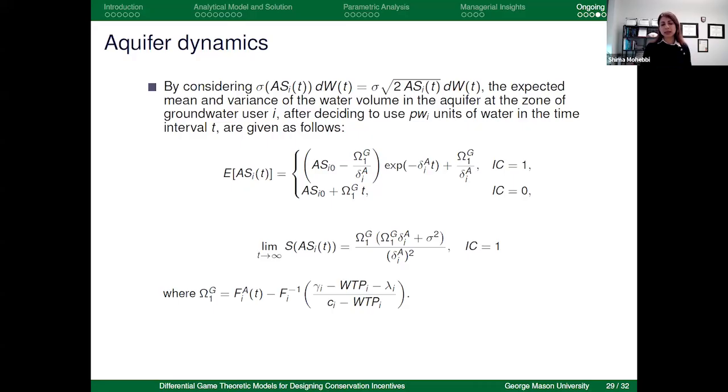Also, the expected aquifer volume and its variance are affected by both monetary and non-monetary incentives through their influence on the optimal water consumption. So specifically, an increase in non-monetary incentives leads to higher long-term mean and variance of the aquifer water volume.